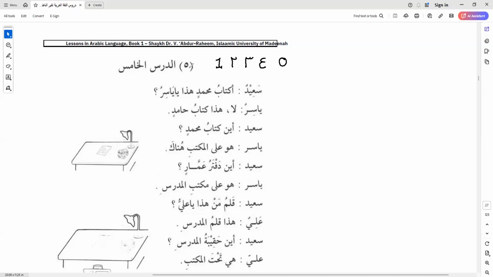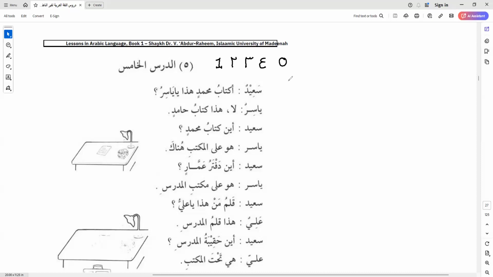So the style of this book is that you are learning so many things at the same time. واحد، اثنان، ثلاثة، أربعة، خمسة. خمسة is number 5. That is cardinal number. And then al-khamis is ordinal number, if you will.